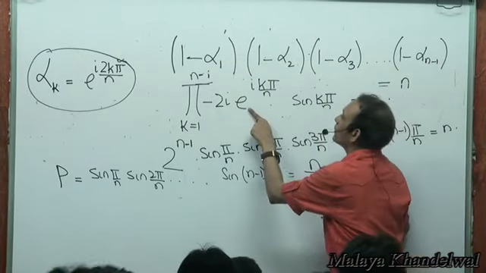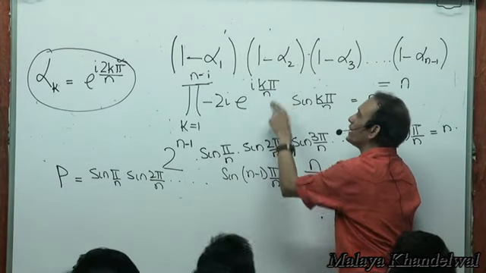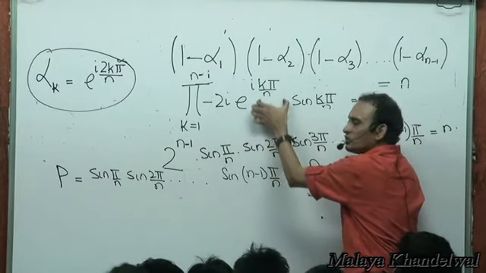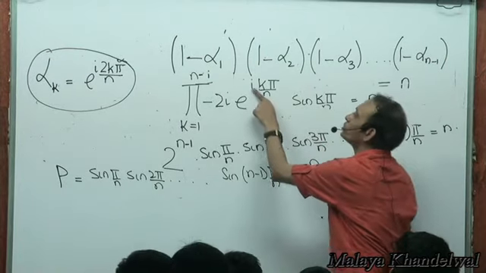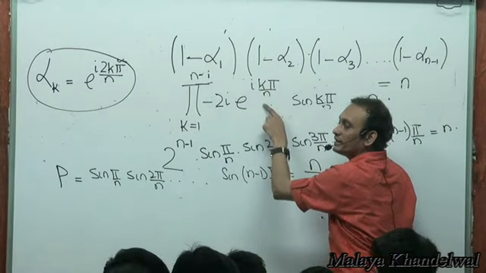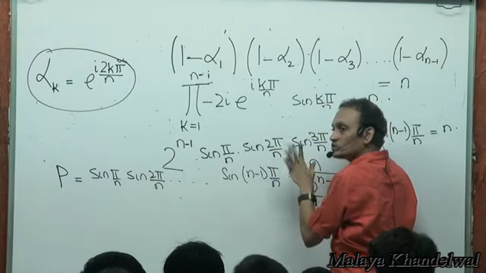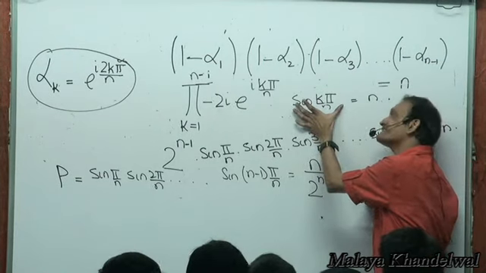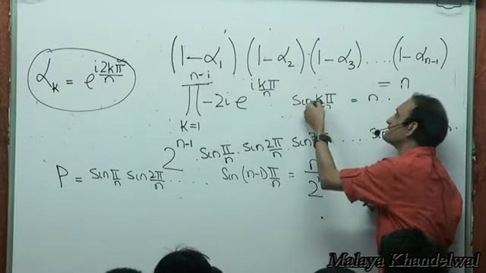Now, then there is e power i pi by n into e power i 2 pi by n into e power i 3 pi by n. I take the modulus of each of these. Modulus of the product would be product of the moduli. So modulus of each of these e power i pi by n would be 1, e power i 2 pi by n would be 1, and modulus of these sines would be the sine itself. Why? Because k is less than n. K equal to 1 to n minus 1 means k is less than n.